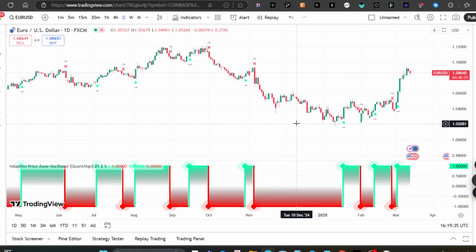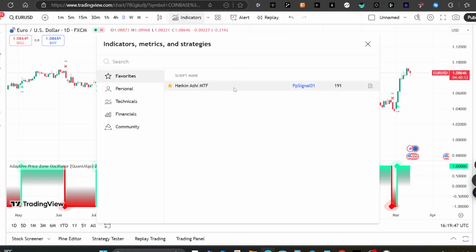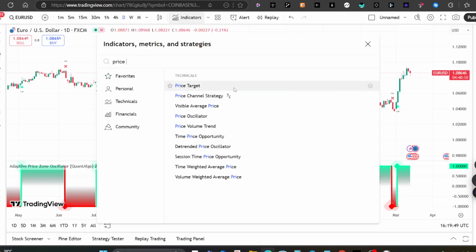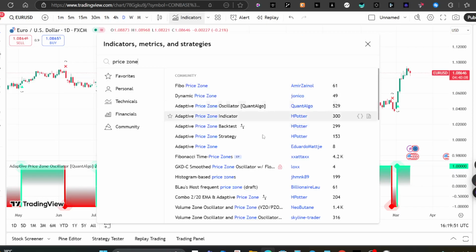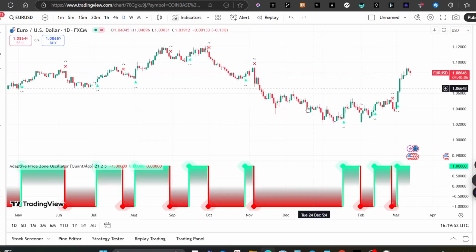If you are using a platform like MetaTrader, you might want to download this indicator from a third-party provider, and then add it to your indicators library, after which you have to restart your terminal and add it to your chart. But if you are using TradingView, you can just come here to indicators and search for the price zone oscillator.